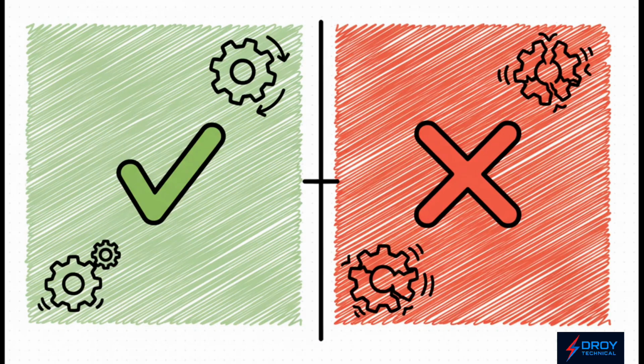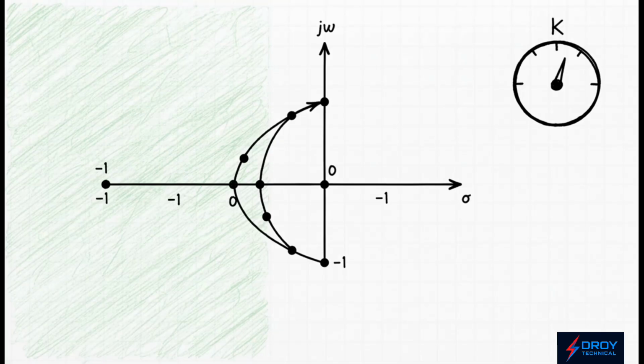This is it. This is the single most important rule for reading our map. See that vertical line right down the middle? That's the imaginary axis, and it is the ultimate boundary. If all the paths, all the routes, stay on the left-hand side, your system is stable. It's happy. The very second even one of them crosses over to the right side, it's unstable. So if we look at our plot, when our gain K is low, anything below a value of 6, all 3 of our paths are safely tucked away in that stable left half plane. The system is well behaved, everything's good.